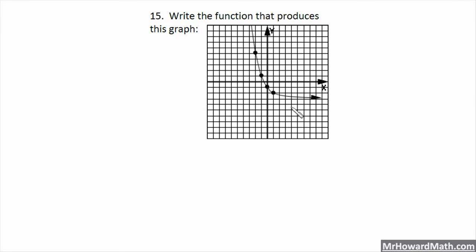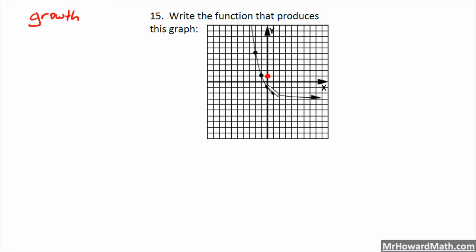So write the function that produces this graph. Okay, we can write it either way. We can write it with decay or with growth, and I'm actually going to do it both ways. So first we'll do with exponential growth here. So we track this first perfect point to determine the horizontal and vertical movement. So how much did it move left and right and up and down? This point should normally be at 0, 1 right here. That's our first step in our process.